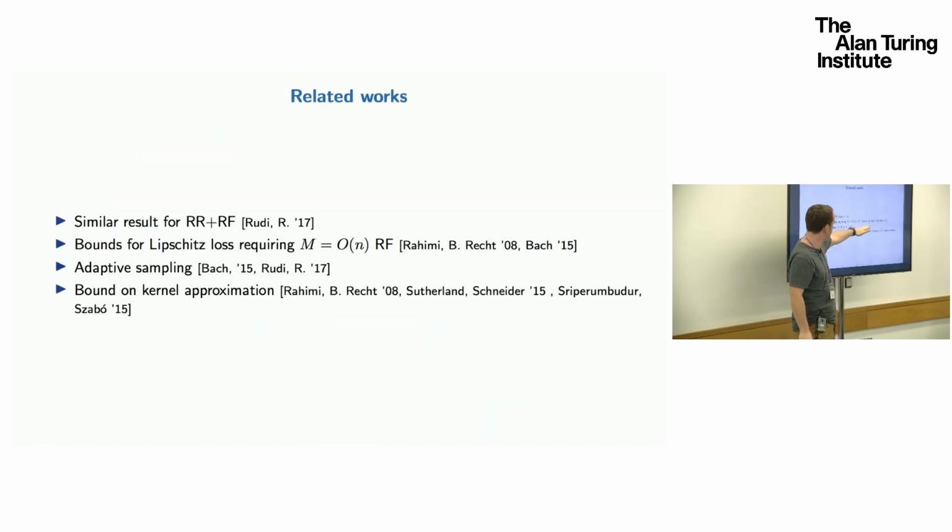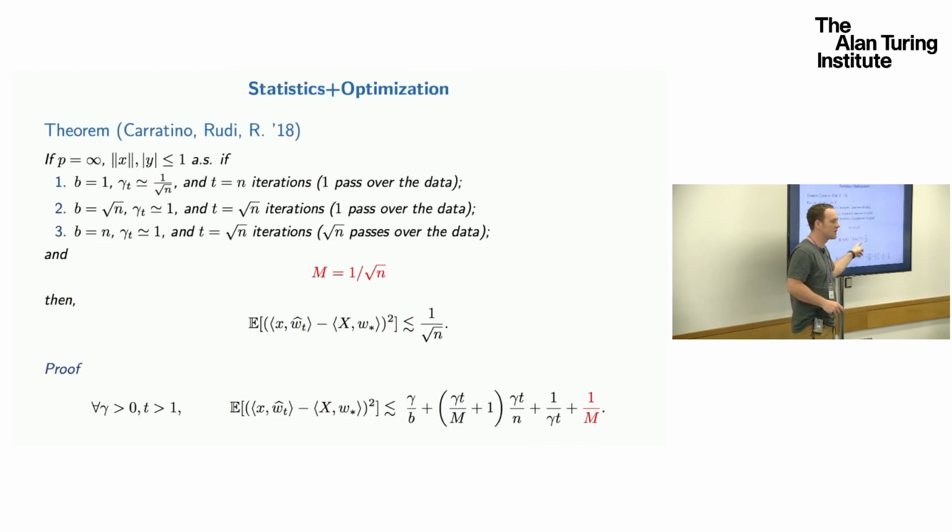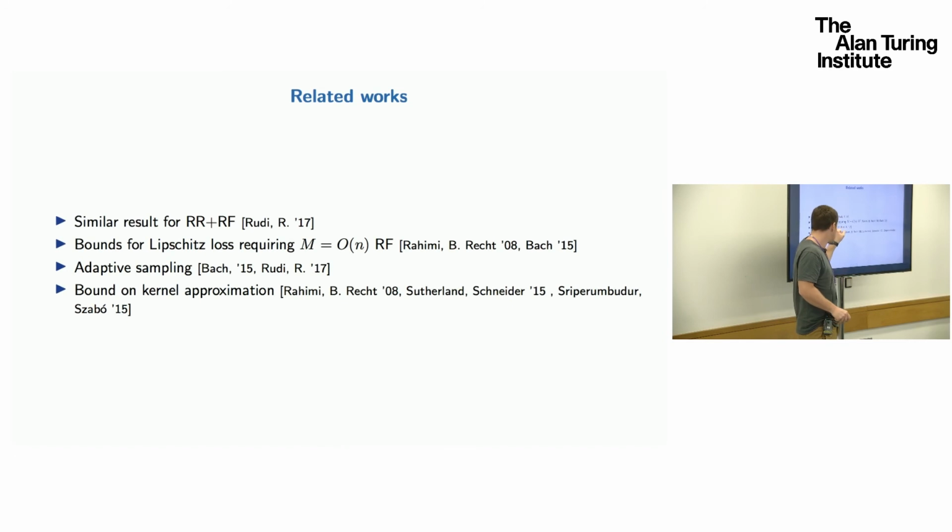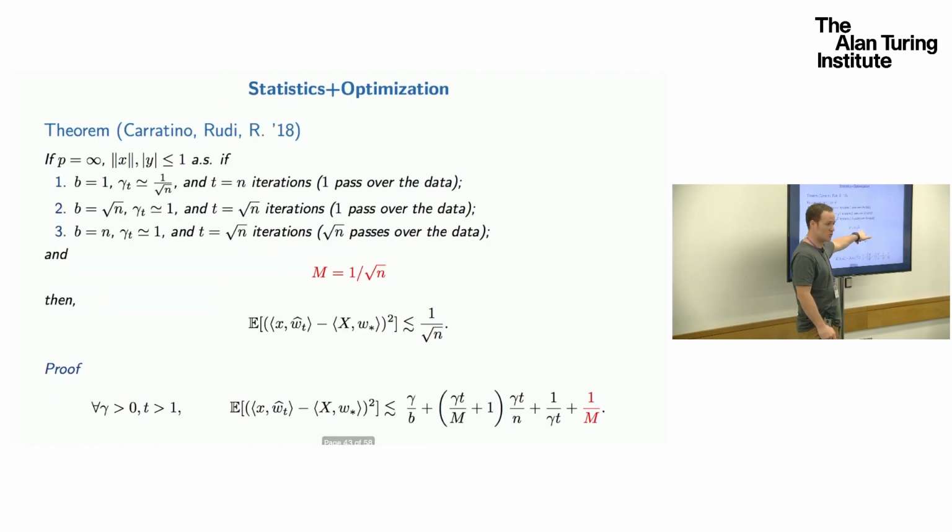Previous results, basically the original results by Rahimi and Recht and by Bach, showed that if you just take a naive sketching, you need O of n random features or sketching to achieve this kind of bounds, which is too big and bigger than what you observe in practice. I should say that Francis Bach showed that if you do some kind of adaptive sampling, you can get even better, okay? But he only used it to prove that you can go from O of n to square root of n.